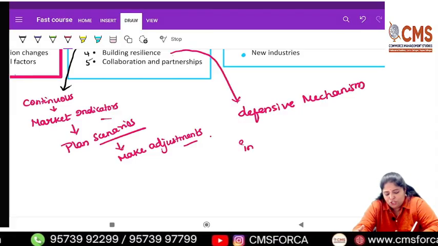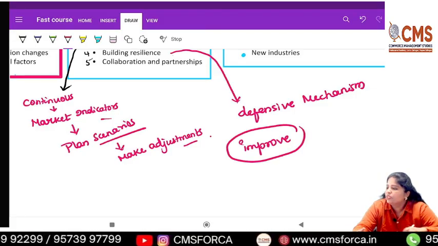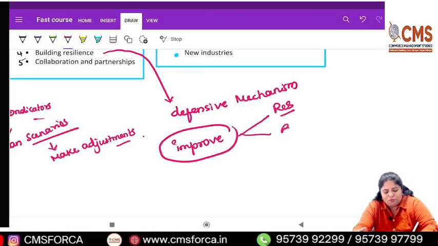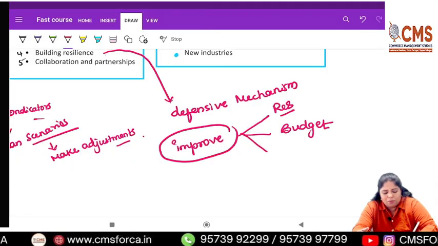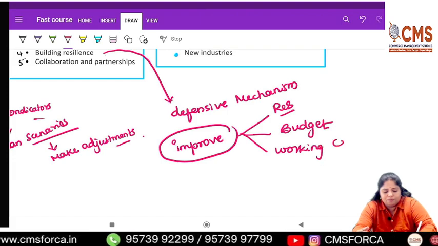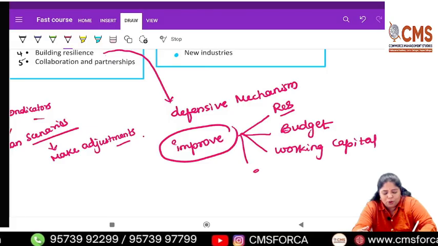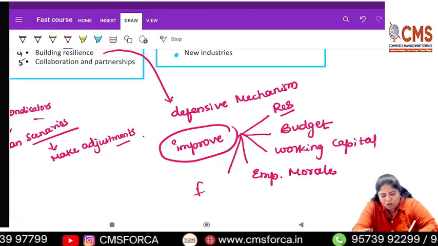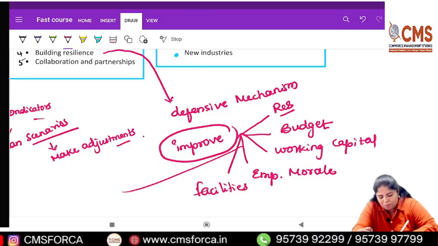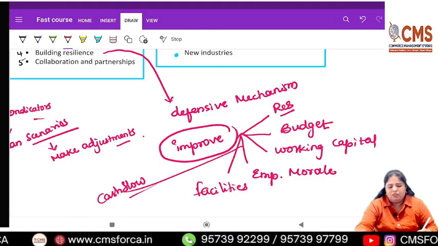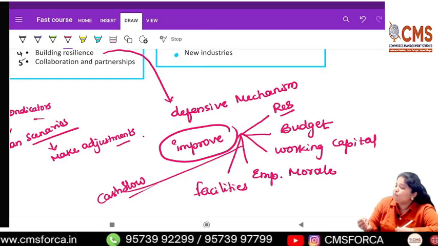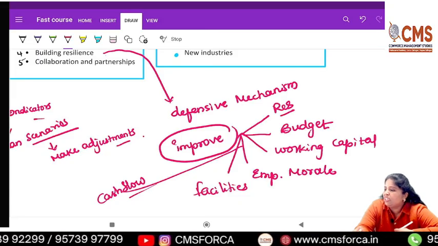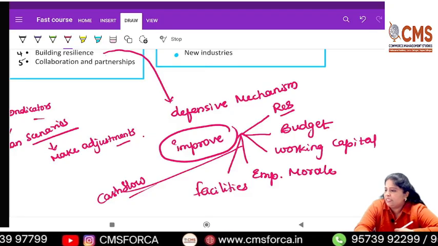Basically, you try to improve. You try to improve your resources. You try to improve your budget. You try to improve your working capital. You try to improve your employees and their morale. You try to improve all your facilities. You try to improve your cash flow. So like this, you try to bring in improvement in every possible aspect. That is nothing but your resilience, which is your defensive mechanism against uncertainty.